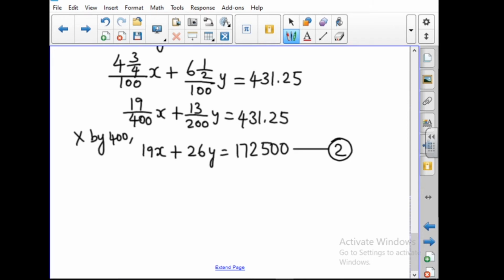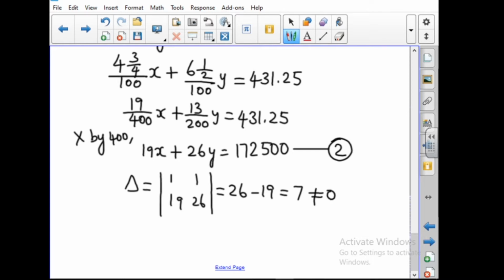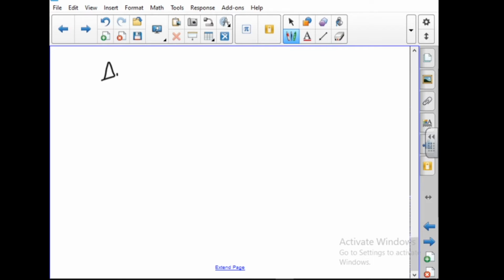So we got two equations. One is x plus y is equal to 8,600 and another one is this. So what is delta? Delta is equal to the determinant 1, 1, 19, 26. So 26 minus 19 is equal to 7. So delta is not equal to 0. Always we have to mention that delta is not equal to 0. Next, what is delta y? First we find delta x.